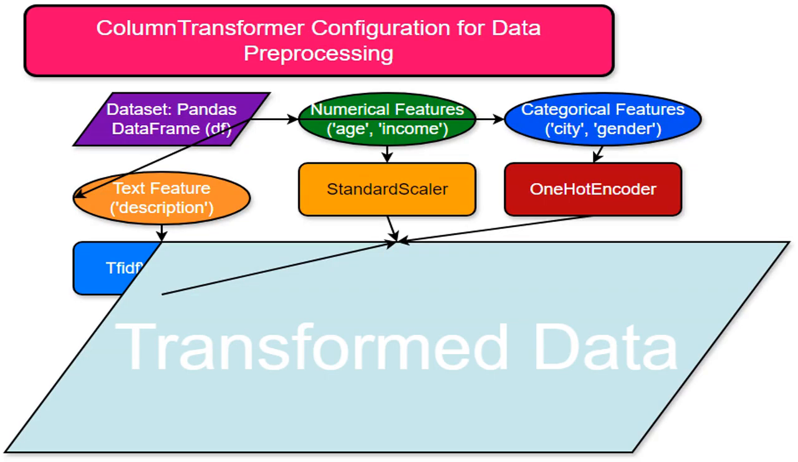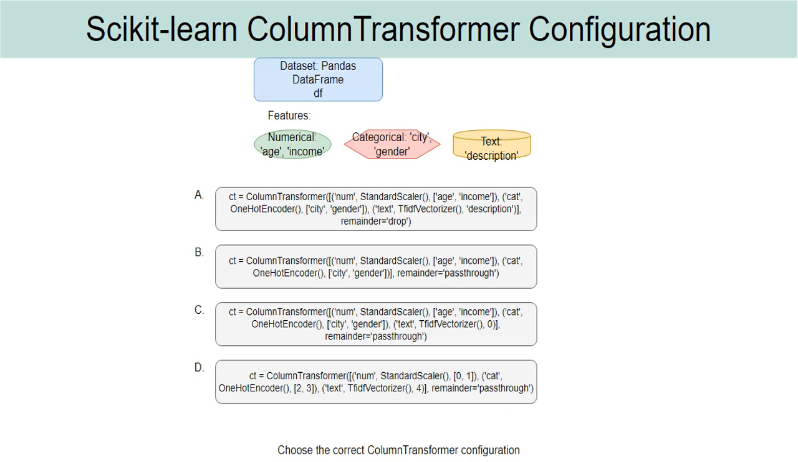This is the result after applying the ColumnTransformer. It's my dataset ready for machine learning. Great job. This describes the overall problem. I need to choose the right scikit-learn ColumnTransformer configuration. A ColumnTransformer lets me apply different data transformations to different columns of my data.